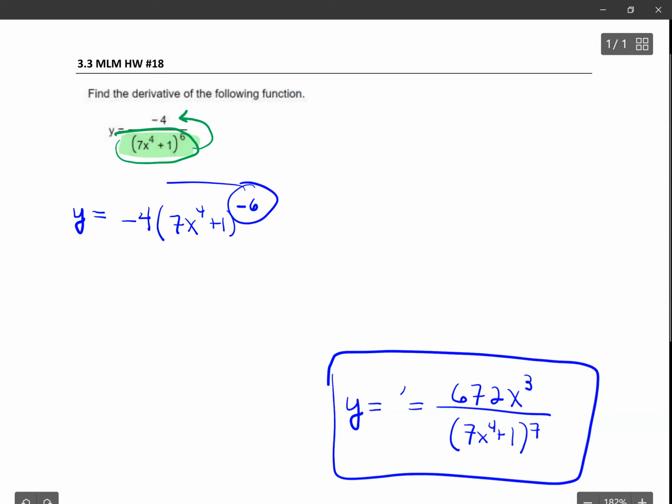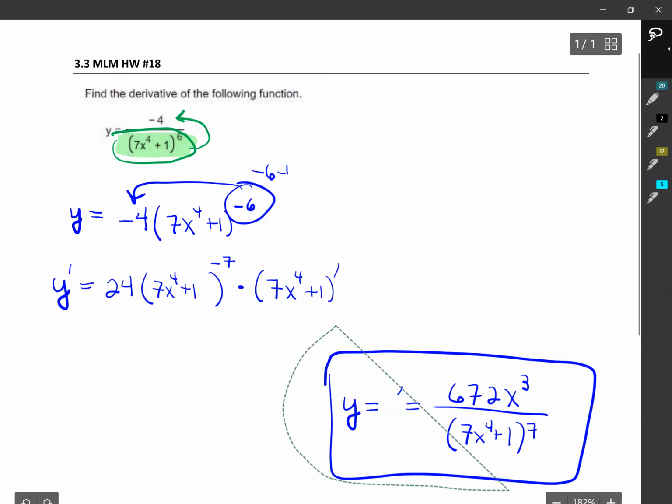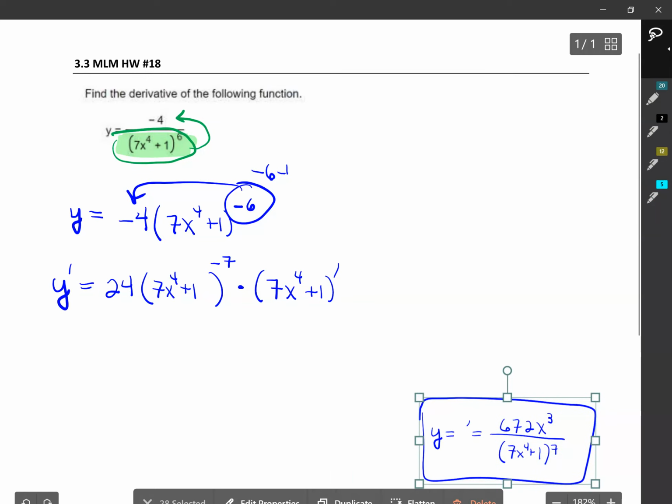We're going to drop this exponent down to the front. So now I'm using my y prime notation because I'm applying the power rule with chain rule. So -4 times -6 is 24. I rewrite that base exactly as I see it. I decrease this exponent by 1. And then I need to tack on the derivative of that base. Okay, so let's see what that looks like. Just going to shrink this answer over here real quick. Give me some more room.